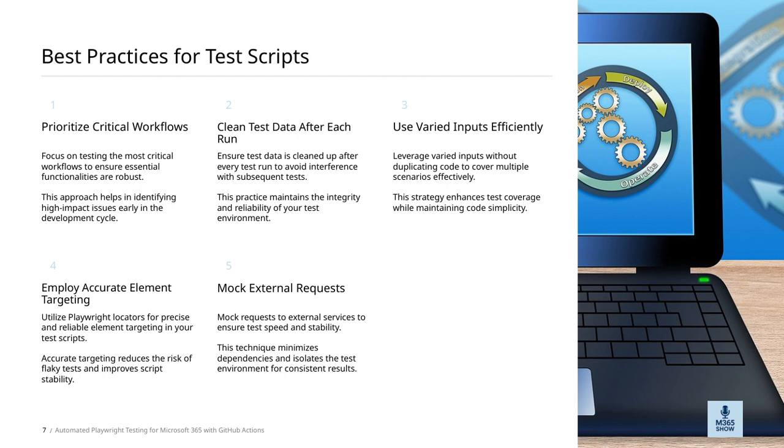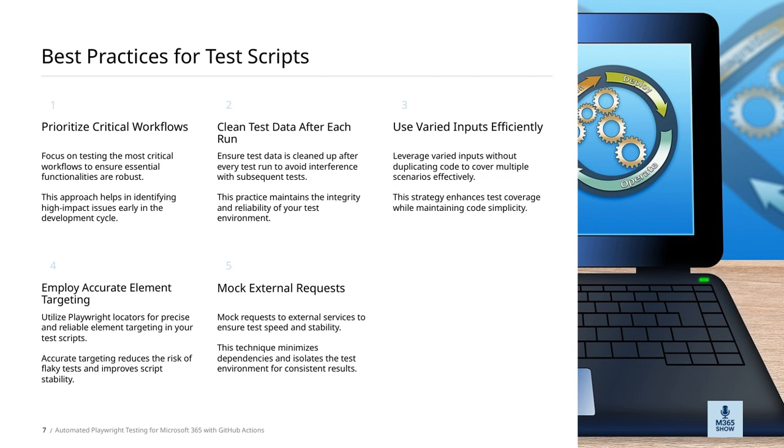Next, it's important to utilize Playwright locators for precise and reliable element targeting. Using accurate locators reduces the chances of flaky tests, those unpredictable failures, and makes our scripts more stable overall. Another best practice is employing varied inputs without duplicating code. This allows us to test multiple scenarios effectively while keeping our code simple and maintainable, ultimately improving our test coverage.